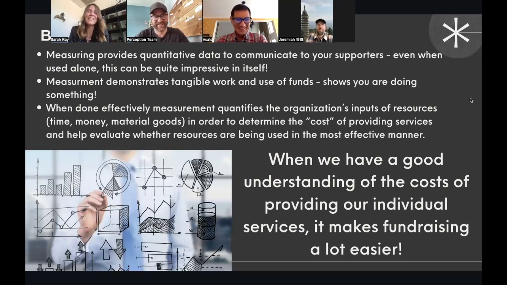So anyway, it can help us to determine the cost of providing each of the services that we provide. And that allows us, again, to communicate in a compelling way how people can join in those efforts, and what a gift of $150 is going to allow us to do: X, Y, and Z. We're able to communicate that story really effectively when we're engaging in good measurement techniques. So when we have a good understanding of the costs of providing our individual services, it makes fundraising a lot easier to engage in. It allows us to tell a really consistent and compelling story.